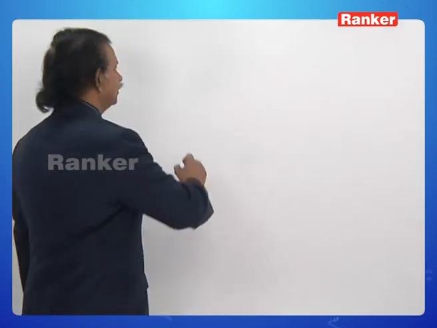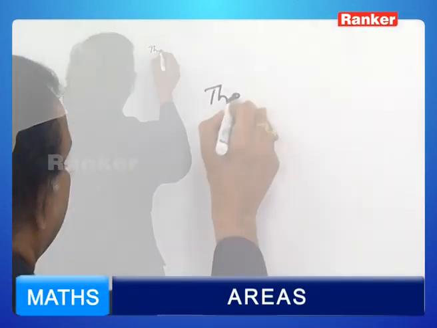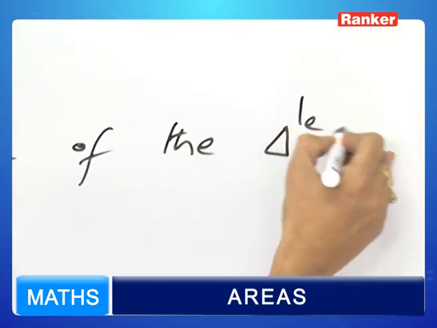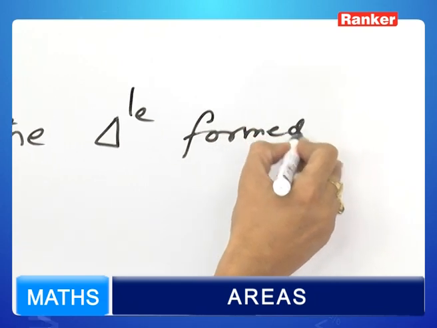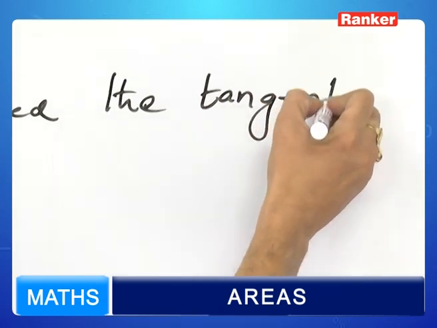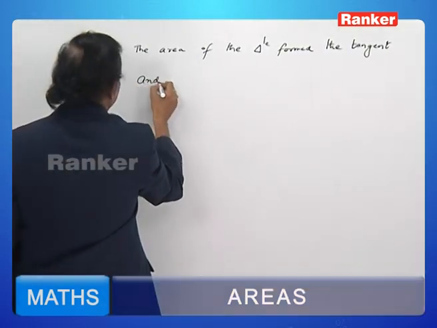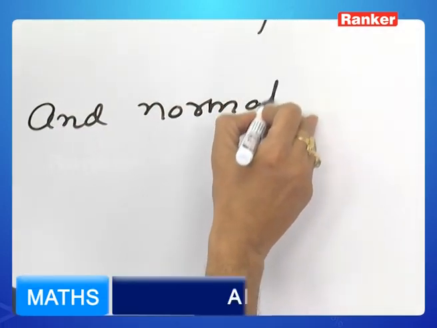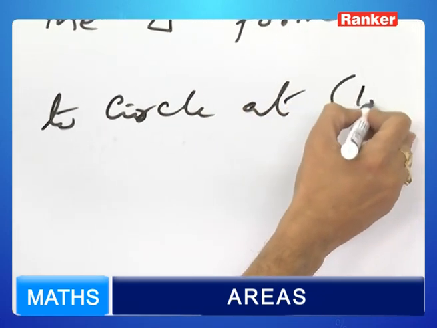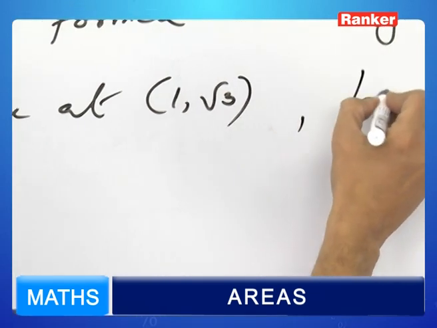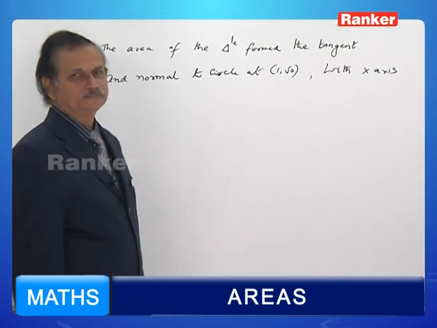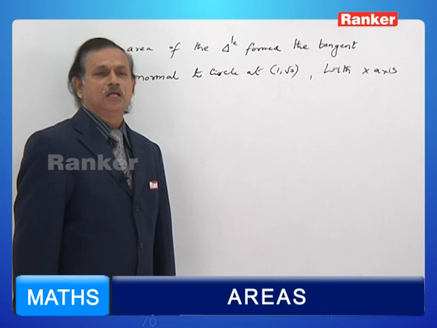There is a question. That is, the area of the triangle formed by the tangent and normal to the circle at 1 comma root 3 with x-axis. This is the problem. That is the problem.